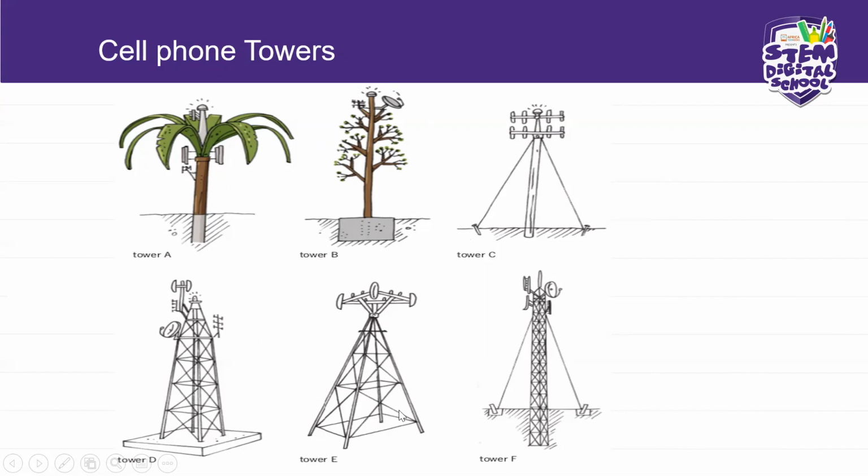So the shape of the broad base is giving it more support, and it is making it firm on the ground. And Tower F, like Tower C, is supported by ropes which are anchored into the soil, and we call them guys. Now we are going to look at the different designs and their reasons.